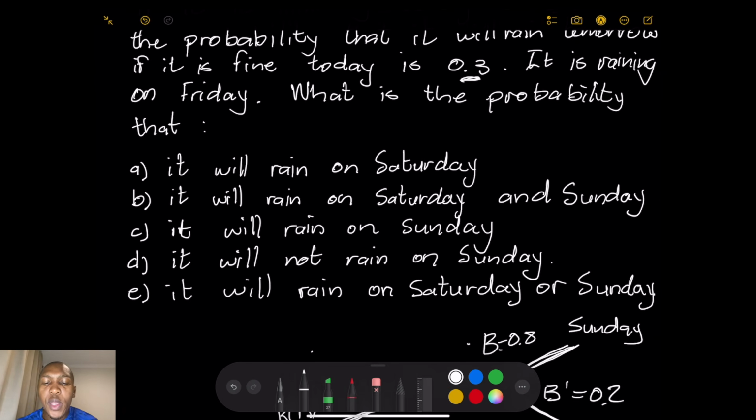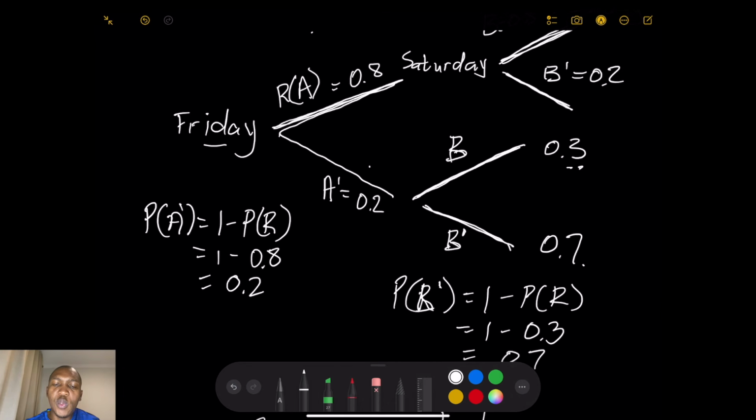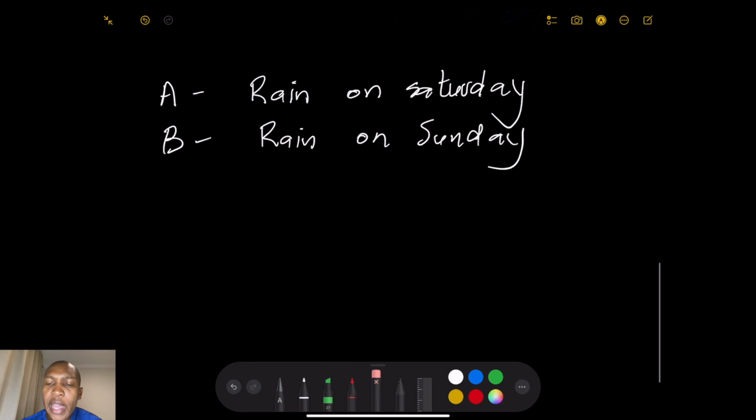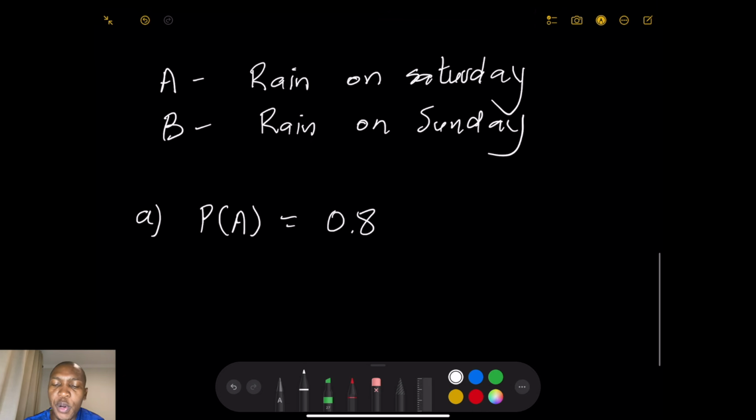They say to us, what is the probability that it will rain on Saturday? Now, in this case, once again, remember we said it was raining on Friday. What's the probability that it will be raining on Saturday? So in this case, we are asking about the probability of A. It is very simple to say that the probability of A, raining on Saturday, would simply be 0.8. We don't really need to make a fuss about that.